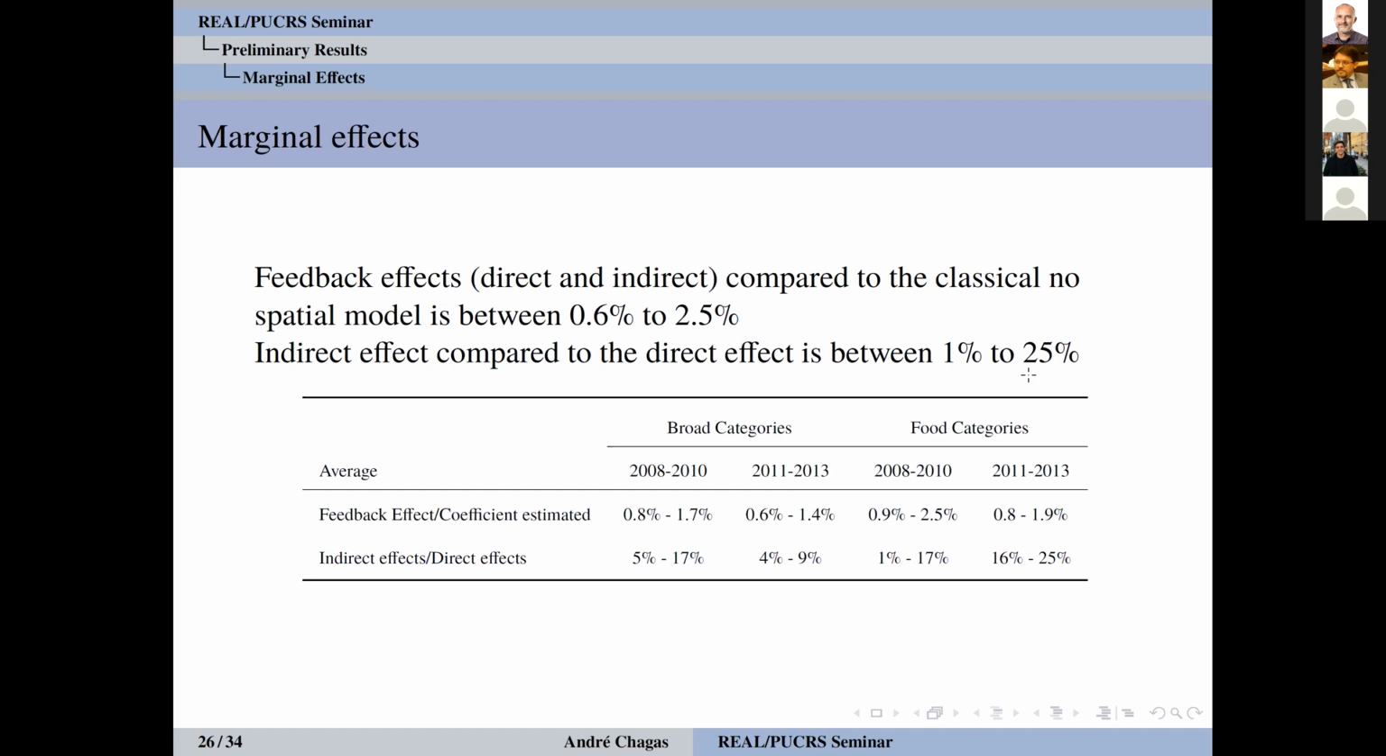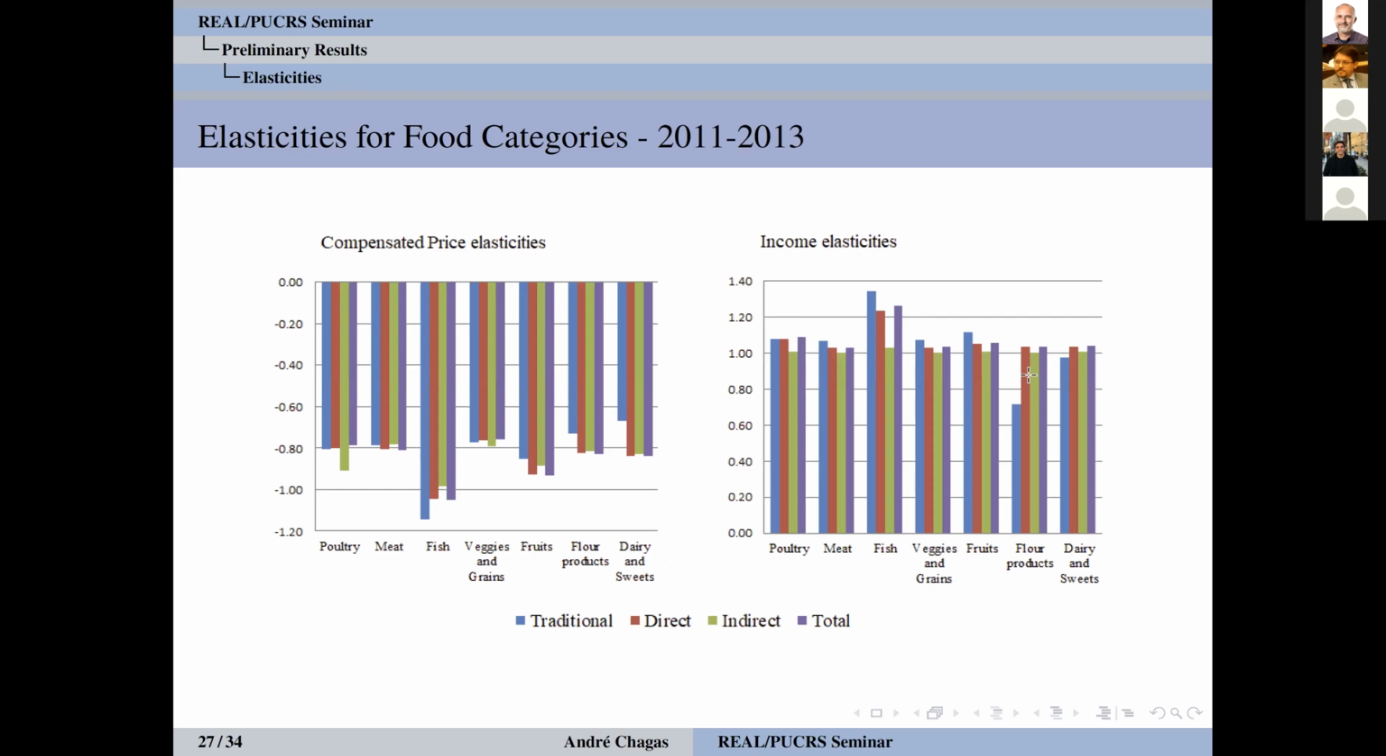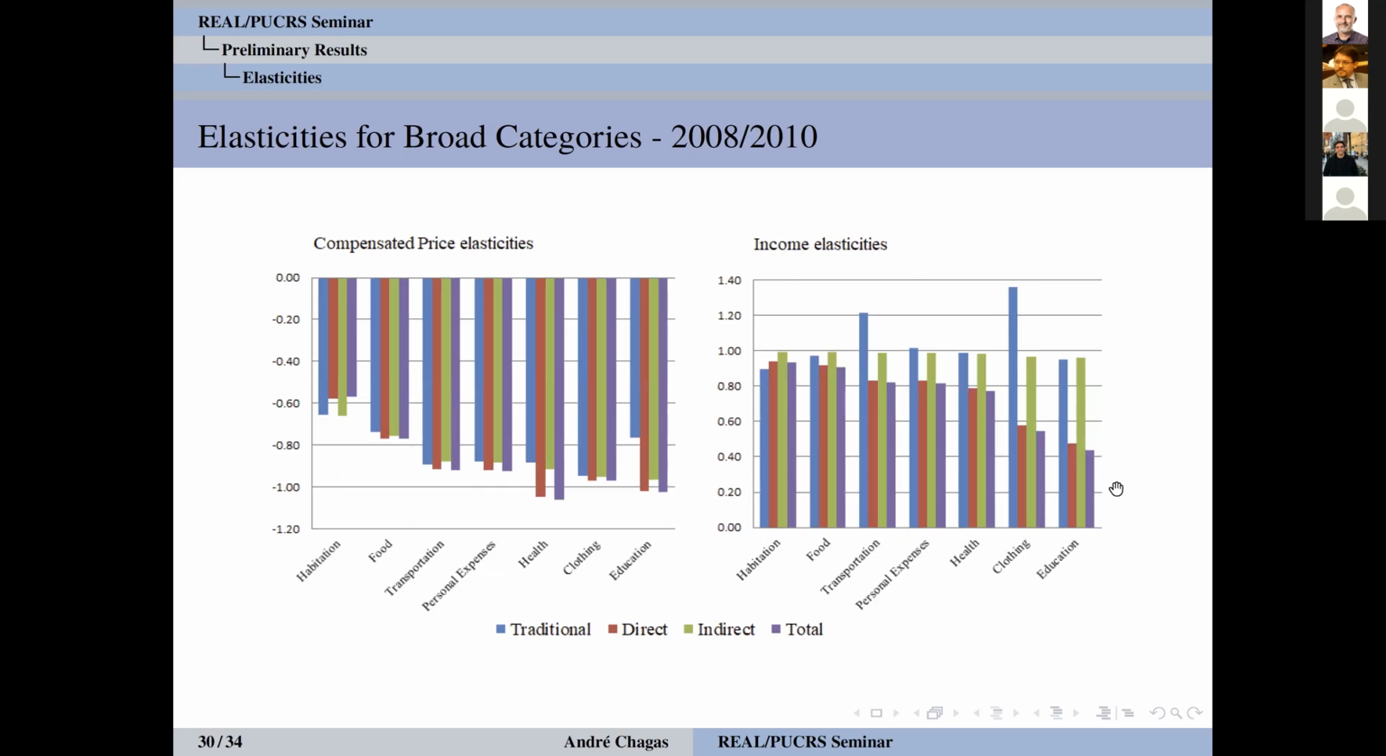When I compare the difference in the elasticity estimated by the models, we can see in some cases that the difference is significant. Some goods that we could consider elastic could not be so elastic as the traditional model suggests.